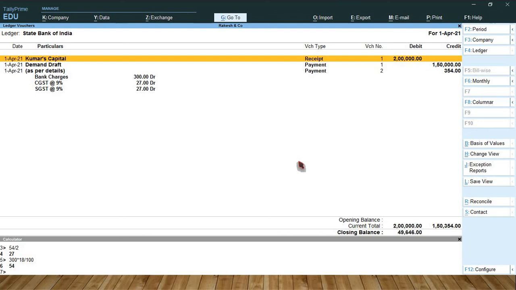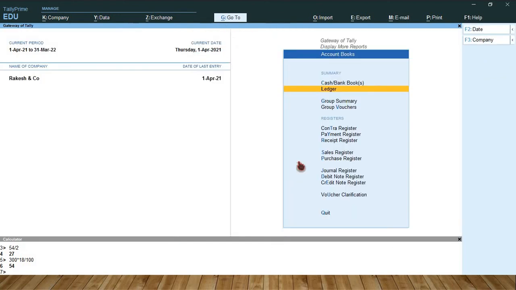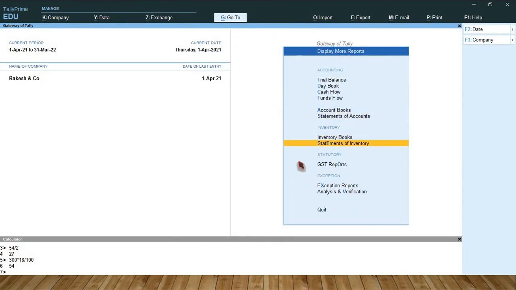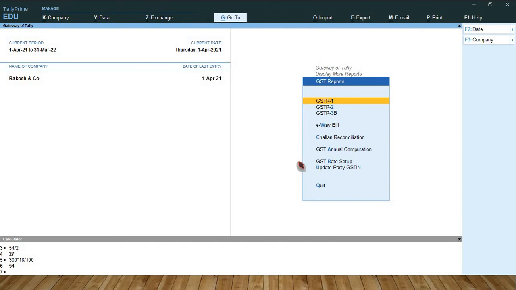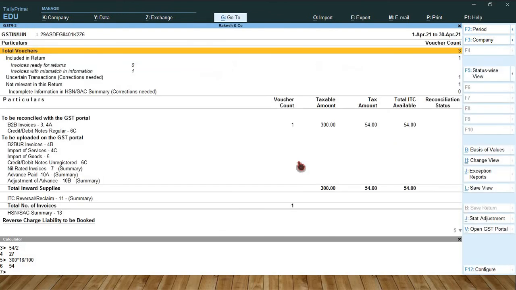Okay, so check it in the GST report. GSTR2. See here, in GSTR2 also it shows the impact of 54 rupees GST amount. Okay friends, you got it, how to enter bank charges with GST.